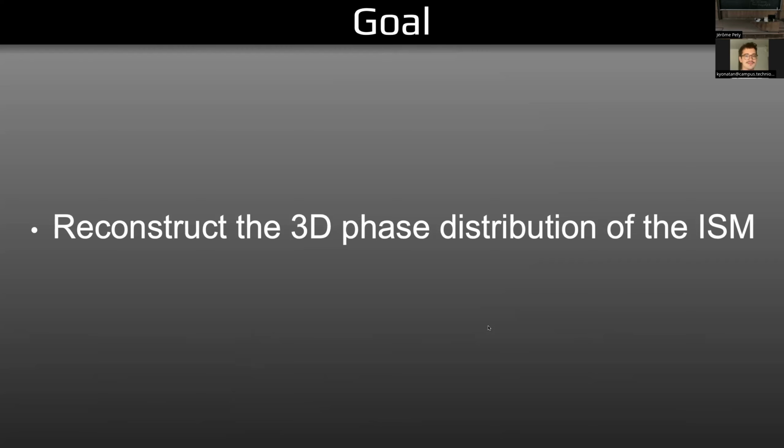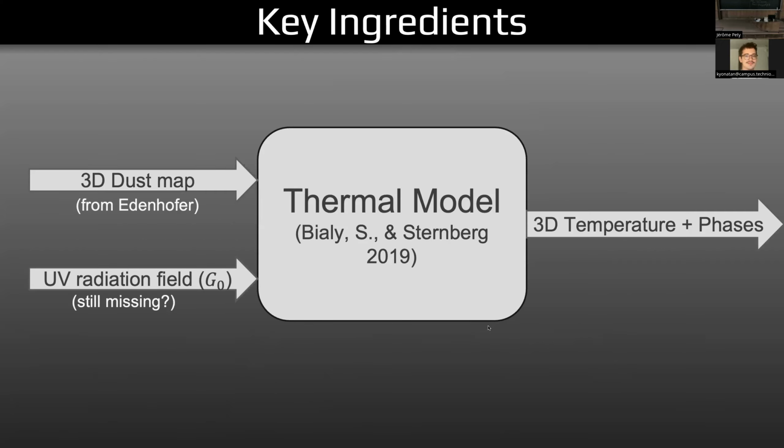You see, modern simulations and 21 centimeter observations constrain HI along the line of sight, but do not directly provide a full 3D density field. So we asked ourselves, it could be quite interesting to see how it looks in 3D spatial distribution. And the key ingredients that we need in order to do this are, as I said, a 3D dust map, which we already have from Edenhofer, but we also need the UV radiation field, G naught.